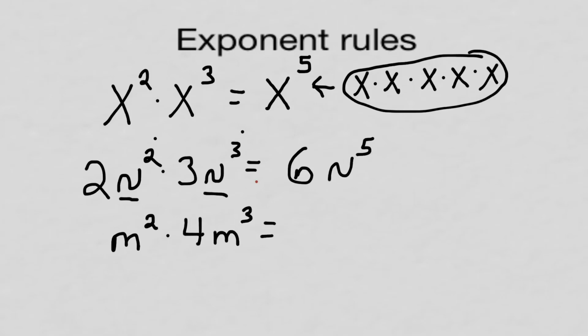Okay, going to the third one down here. I've got a coefficient of 4. And remember, if it's just like m squared, that's the same as being a 1. I'm going to do my coefficients first. 1 times 4 is 4. I've got a base of m, and I've got exponents of 2 and 3. I know that I just add those, and it becomes m to the 5th.